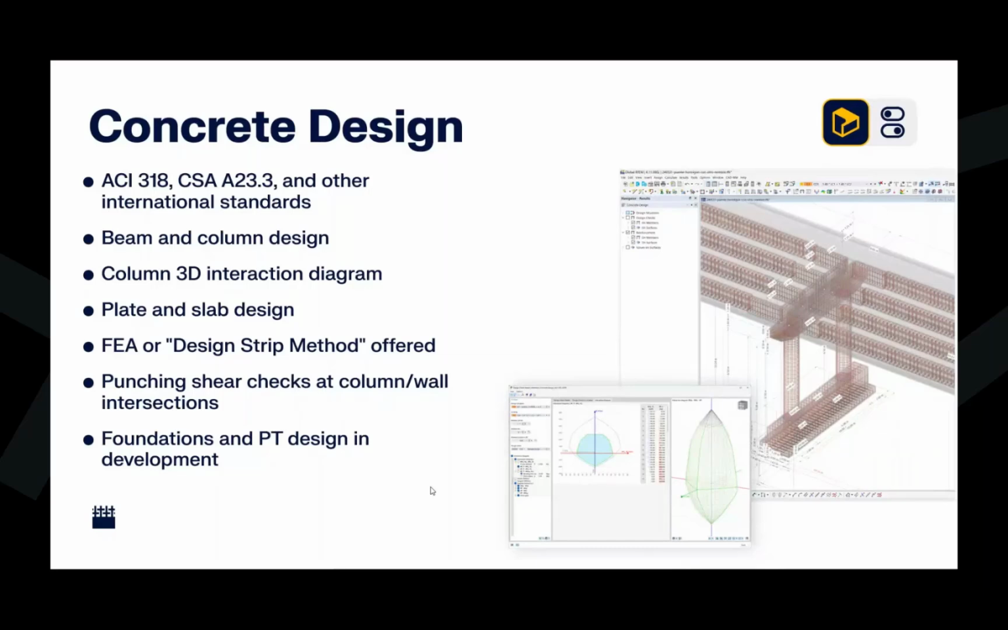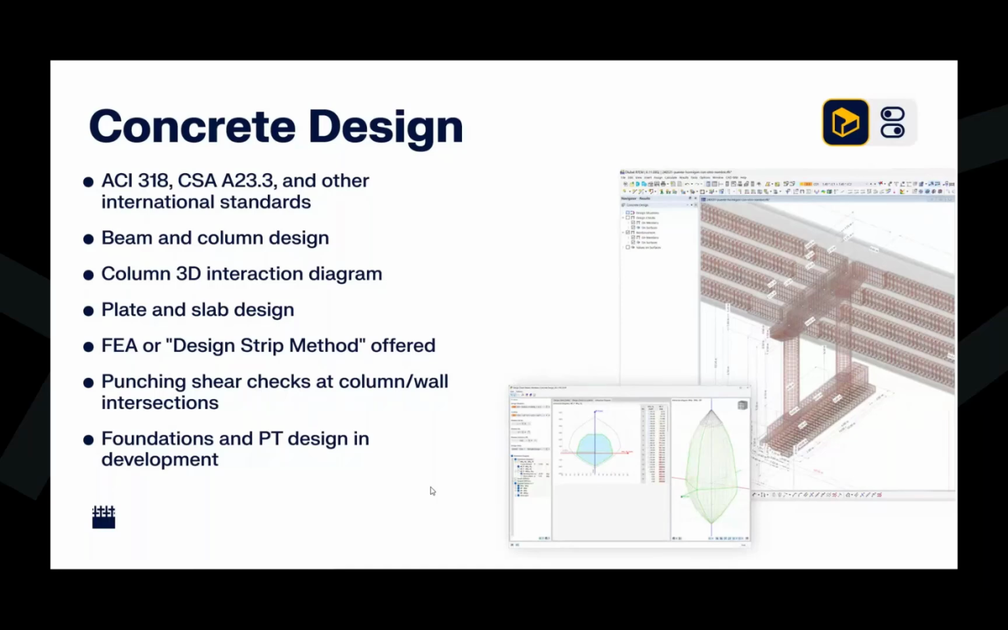And one thing worth mentioning here is that with the design strip method, we're not only looking at the bending moments in a one-way direction of the design strip itself, but we also have the ability to consider the twisting or torsional moment within the design strip. Not all competitors are able to do that. It's a much more simplified approach, but we're also able to consider what we call the MXY moment of that surface element. Punching shear checks are available at column and wall intersections.